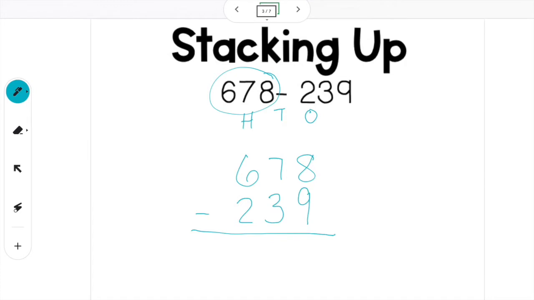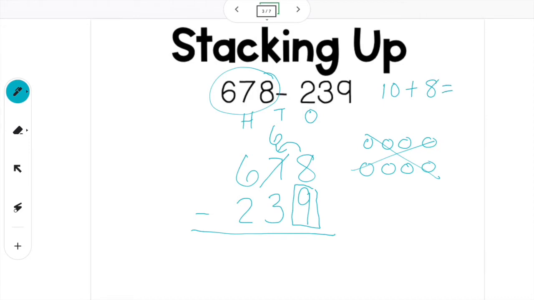Now looking at my 1s place, it's 8 minus 9, but my bigger number is at the bottom. That means I cannot take away 9 from 8. So if I were to draw 8 dots over here to the side, and I ask you to take away 9, you can't do it. So I have to regroup. That means I have to go over to the 10s place, and I have to take a 10. So that 7 is now becoming a 6. And then I am going to take my 10 1s, and I'm going to add 10 plus 8. So now I am going to write 18 at the top of the 1s place.